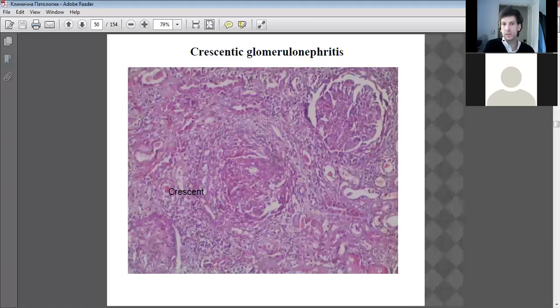This one has completely lost its function. And all these crescents begin to form. Eventually, this is going to become necrotic with time. Yeah, I think that's about it, really, in there.